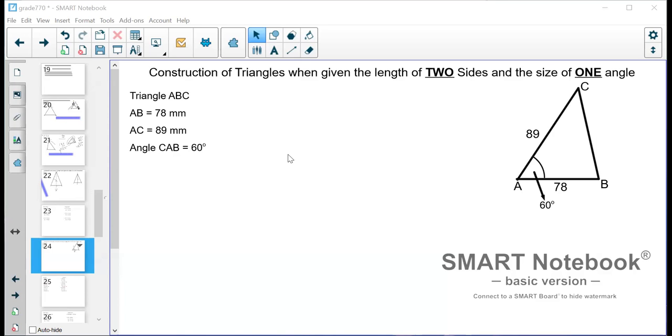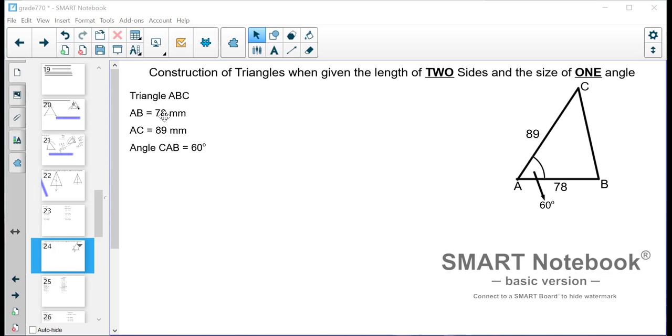In today's video, we'll go through the steps in how you construct triangles when given the length of two sides and the size of one angle. Now you can remember that the triangle has three sides and three angles. But in this case, you're given the length of two sides, and you're given the size of one angle. Now the triangle is labeled ABC.